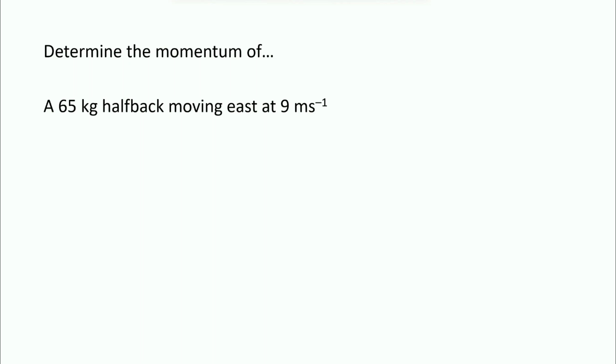So let's now just look at doing a couple of quick calculations involving momentum. Here we have a 65 kilogram halfback, so they're playing a game of rugby and he's moving east at 9 meters per second. Well, remember the steps that we go through when we're doing these physics calculations. First, we start with an equation. Now, our equation is simply the momentum equation. Momentum equals mass times velocity. And then we rearrange if we need to, which obviously in this case we don't. We're looking for the momentum. And then we put the numbers in. So mass is 65, velocity is 9, and then we reach for our calculator and we get the answer. And hopefully you should come up with the answer of 585.